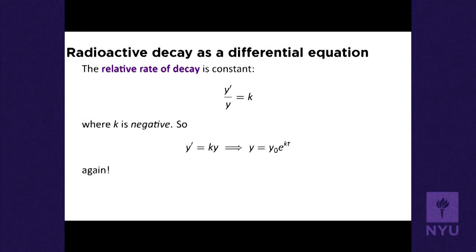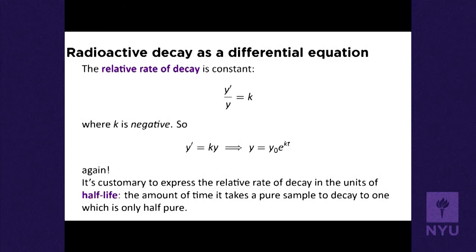Okay, so do I have an example of that? It's actually customary to express the rate of decay in terms of the half-life, the amount of time it takes for a pure sample to decay into a sample which is only 1/2 pure. Okay, so if you've got 100 grams of it, measure the amount of time until you have only 50 grams of pure whatever uranium, and then 50 grams of other stuff, and then that's the half-life.